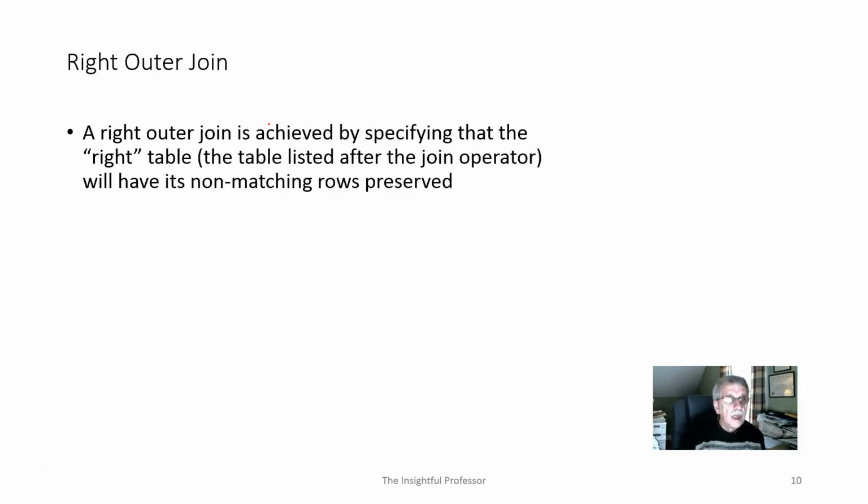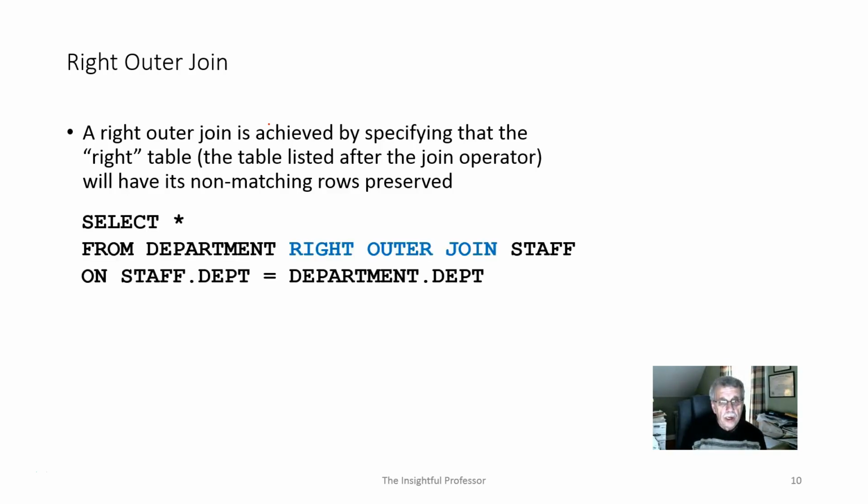So we also have the concept of a right outer join. And when we perform a right outer join, again, it's an infix type of operation, and the tables are positioned one to the left, one to the right. And what we're simply saying here is include the extra or non-matching rows from the right table. So in this example, the right outer join will preserve the extra or non-matching rows from the staff table because staff is positioned to the right of the outer join operator.